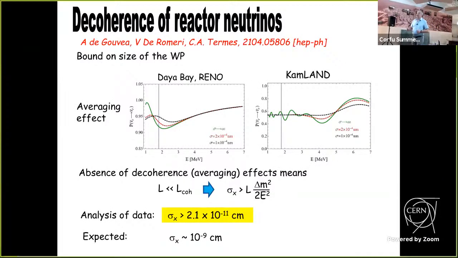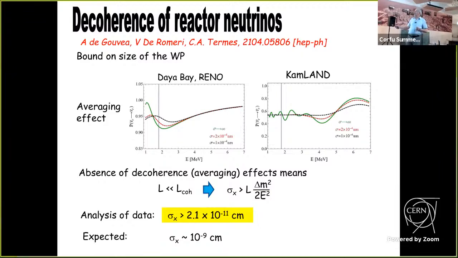There is a recent paper where people tried to actually extract information on sigma x, on the size of the wave packet, from reactor experiments. So what do you expect? You expect the averaging effect. Therefore, the absence of averaging or decoherence means that the baseline is much smaller than the coherence length, and this gives you the upper bound on the size of the wave packet, which is the baseline of the experiment times delta m squared over 2 energies. So what you see here is the analysis of the Daya Bay and RENO experiments, and without any decoherence you would have this green line. Decoherence leads to smoother curves, and you see here the curves for different sigma x.